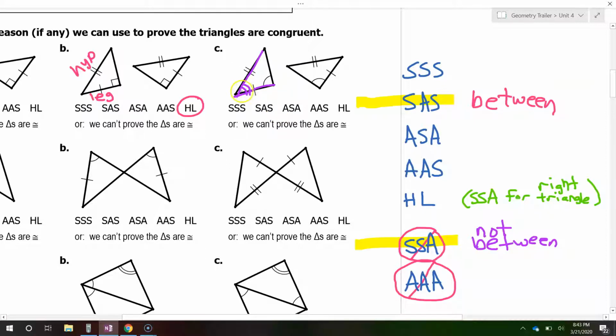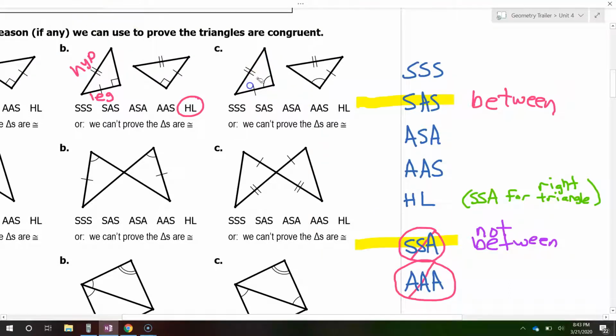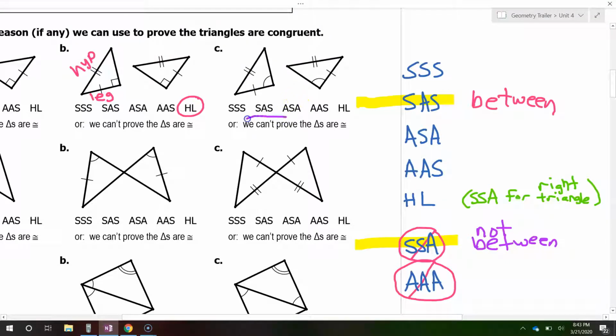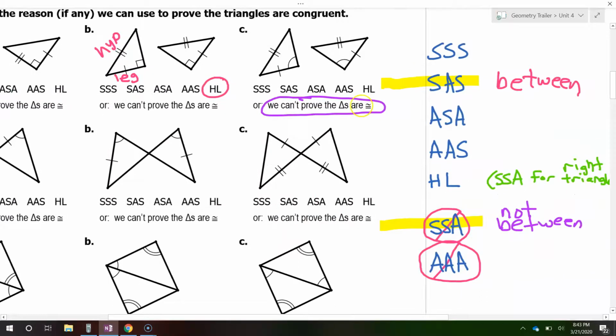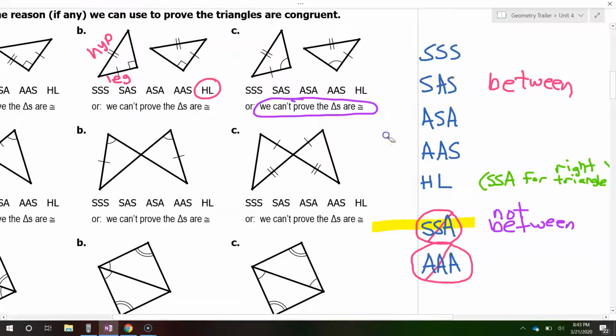This is the angle that's between. The angle that they gave us is not that angle. It's not between. That means that this is a side-side angle situation, which does not prove anything. So we're going to go ahead and say can't be proven. Can't prove the triangles are congruent, because it would be this one. All right, let me reset for the next problem.